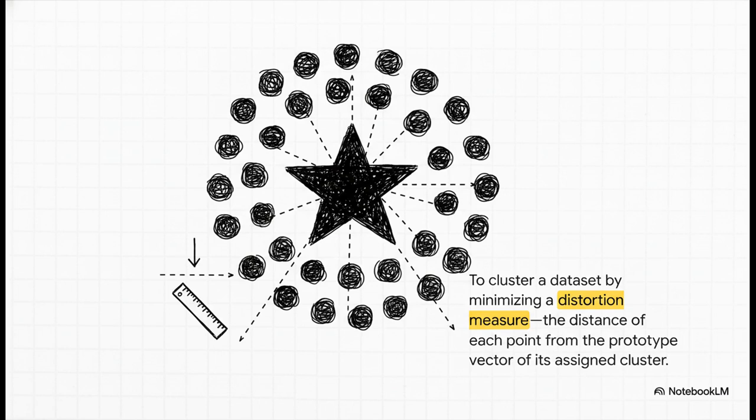Well, k-means has a super clear objective. Imagine each cluster has a center point, kind of like a capital city. The algorithm's whole mission is to place these cities and assign all the data points, the citizens, to them in a way that makes the average commute for everyone as short as machinely possible.